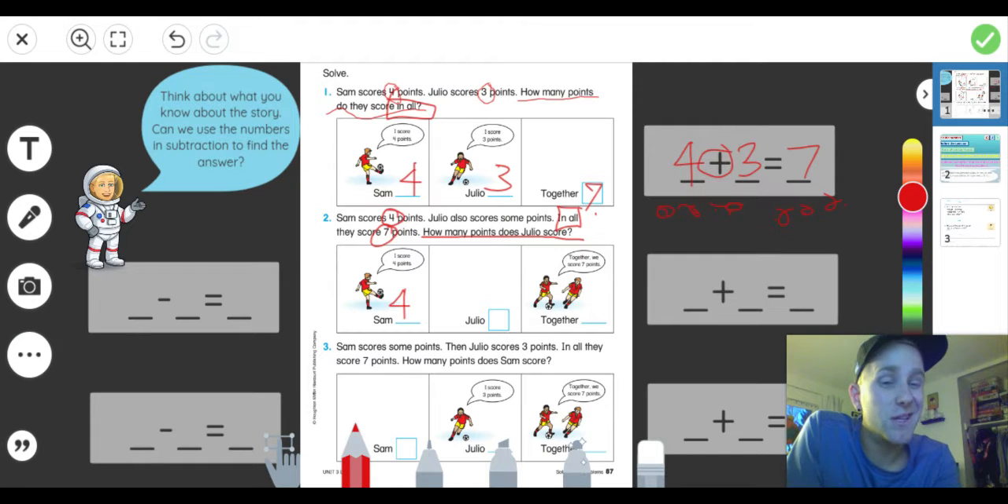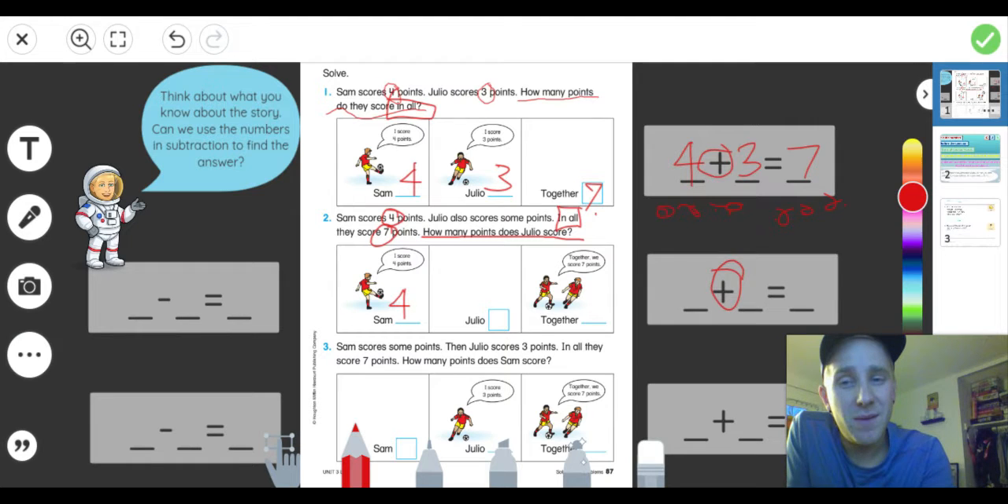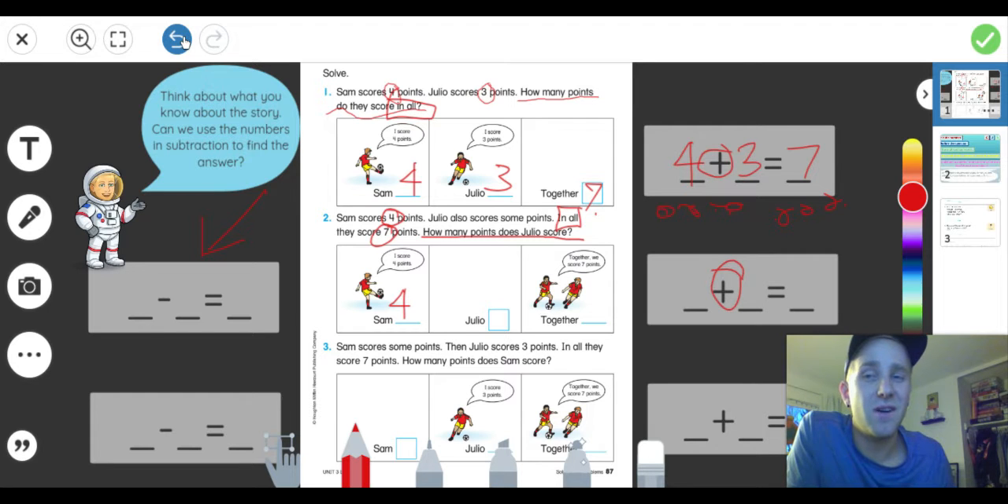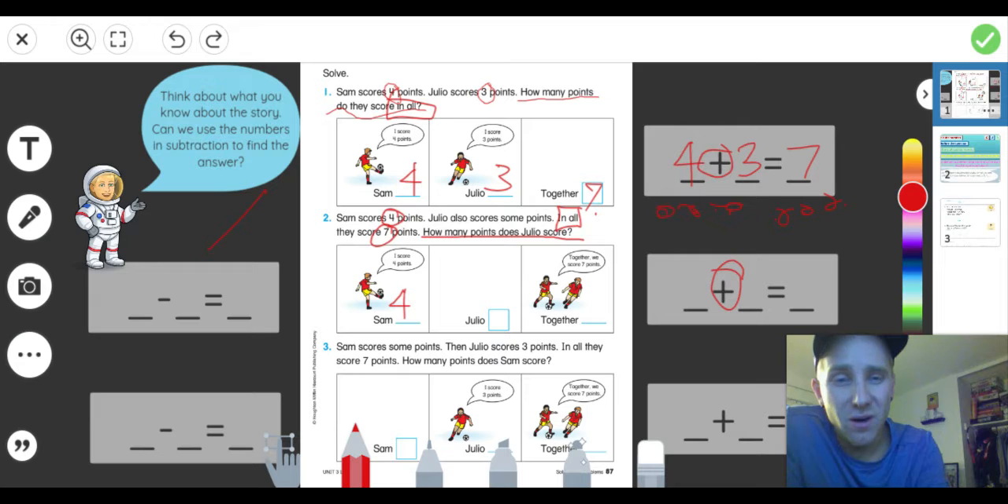So it is another addition problem. So I'm going to remember that I have my addition problem over here. But here's where I have my subtraction problem and where that's going to come in handy, because we're going to need that to solve this, and that's going to be our helpful trick that we can use today. All right, so we need to figure out. So it says that Sam scored 4 points, and altogether they scored 7 points. Well, we know that 7 goes here and 4 goes here.